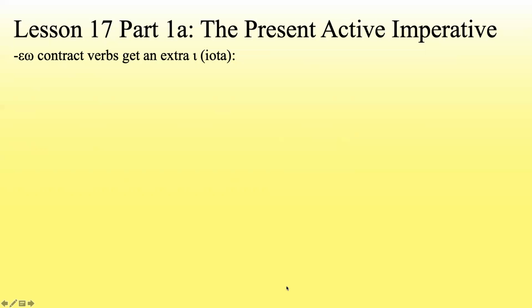Now, contract verbs, for some reason, get an extra iota. You don't really have to memorize that. Just know that if you see it and you're trying to figure out what on earth is going on, they get an extra iota. I don't know why, they just do.